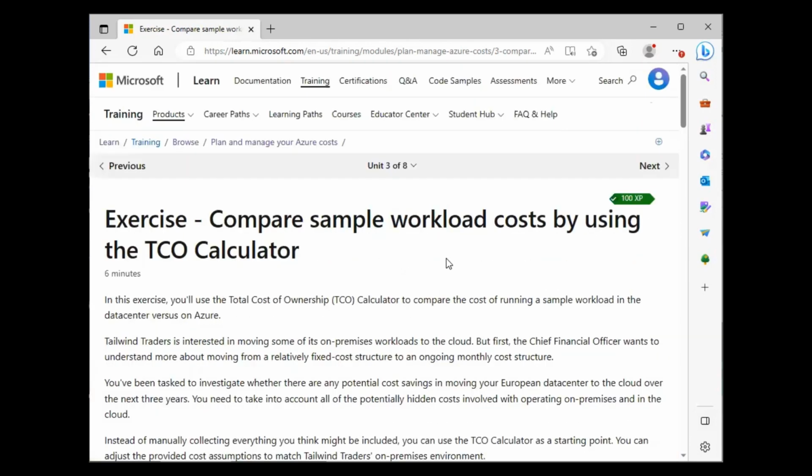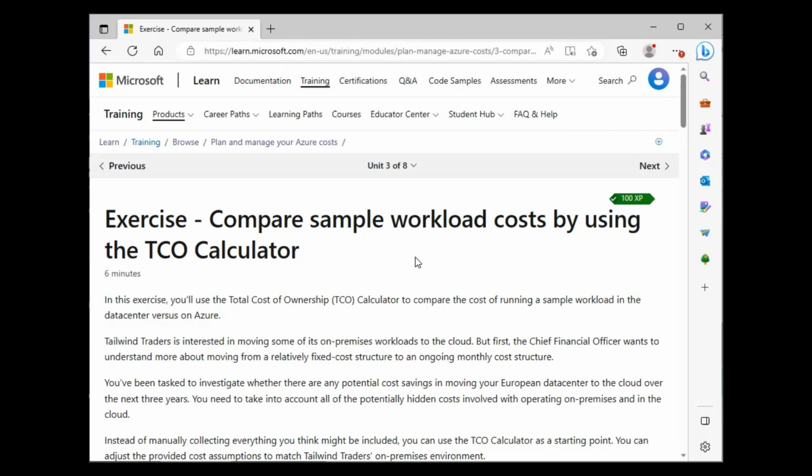Exercise: compare sample workload costs by using the TCO calculator. In this exercise, you use the total cost of ownership TCO calculator to compare the costs of running a sample workload in the data center versus on Azure. TableTrader is interested in moving some of its on-premise workloads to the cloud, but the chief financial officer wants to understand more about moving from a relatively fixed cost structure to an ongoing monthly cost structure.